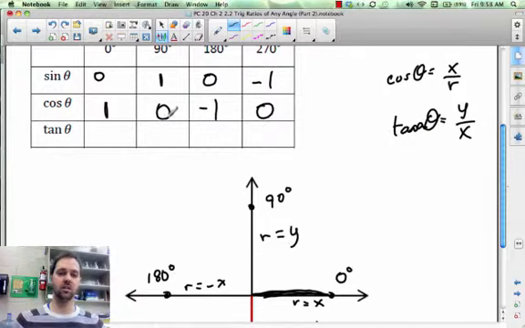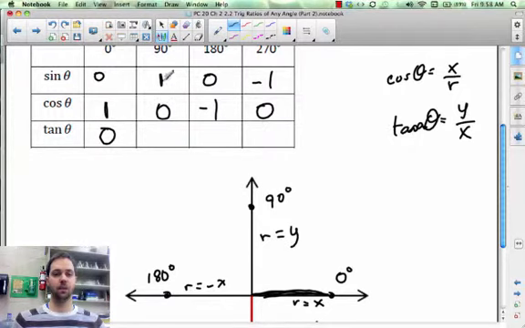Tan theta, we don't even need to look at our Cartesian plane anymore. We can just look at these values. Tan theta is y divided by x. So it's this one divided by this one. So 0 divided by 1. Tan of 0 is 0. Tan of 90, 1 divided by 0.